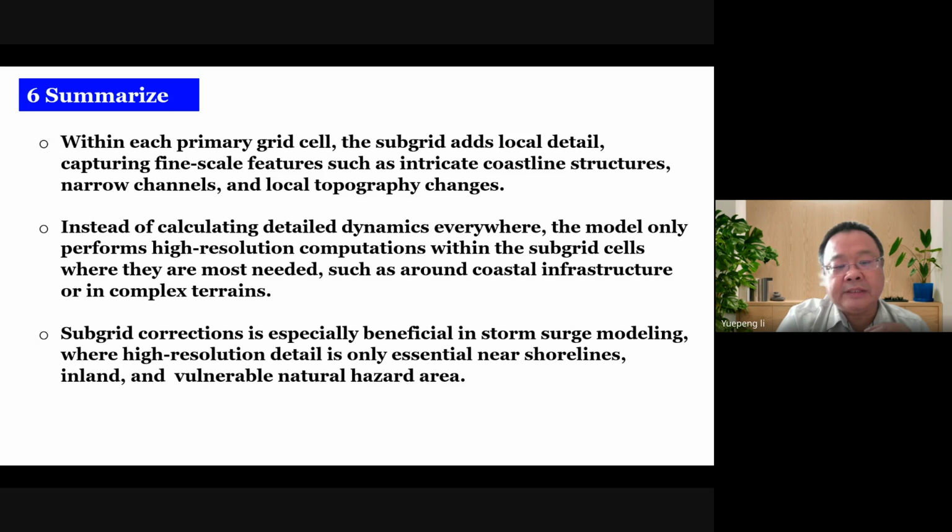Subgrid correction is especially beneficial in storm surge modeling, where high resolution detail is only essential near the shoreline, inland, or the natural hazard area. We can refine the grid around that area. Thanks. That's all.